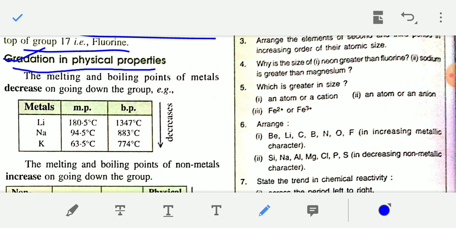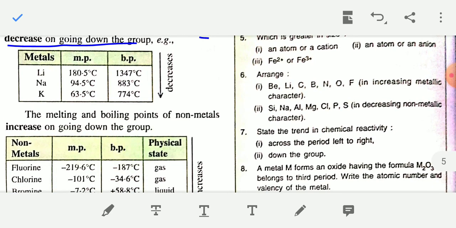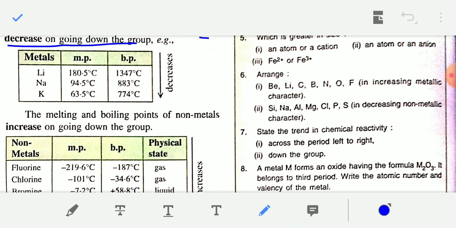For example, the melting point and boiling point of metals decrease going down the group. For example, lithium, sodium and potassium: from lithium to sodium to potassium, the melting point and boiling point decrease. So the melting point and boiling point decrease down a group. You have to remember this one.